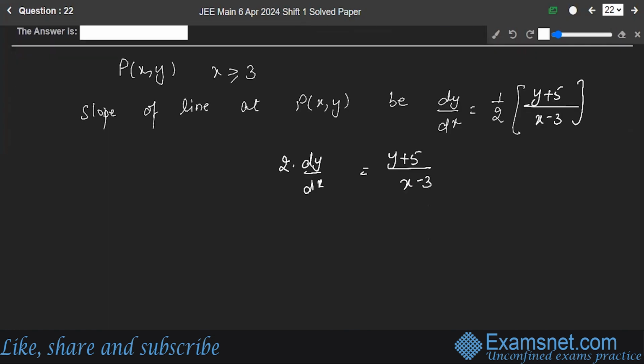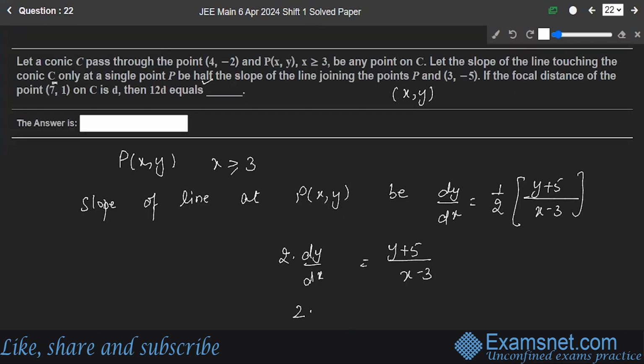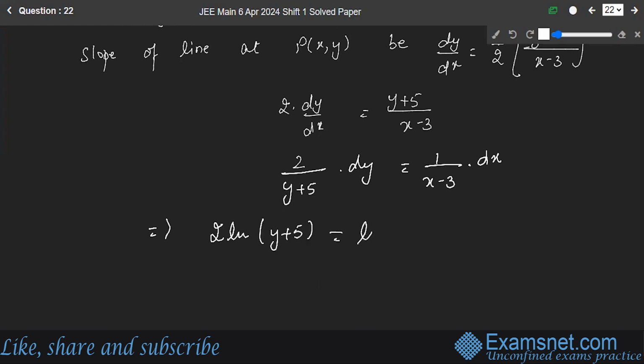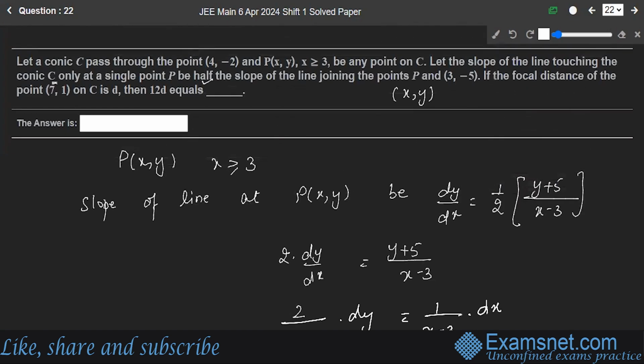Or you will have this as 2 into 1 by this, or better to write like this, 2 upon y plus 5 into dy is equal to 1 upon x minus 3 into dx. Integrating both sides, you will get 2 natural log of y plus 5 is equal to log of x minus 3 plus c, right? Now you're given that this line passes through 4 comma minus 2 also.